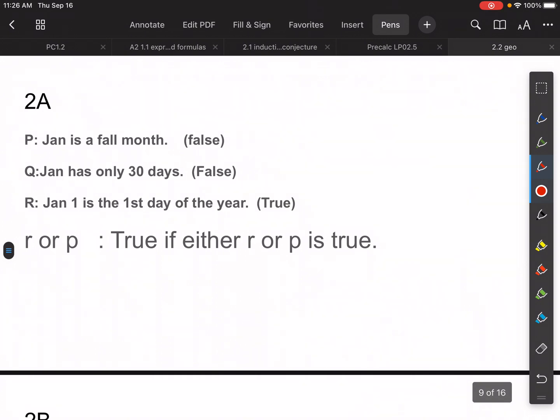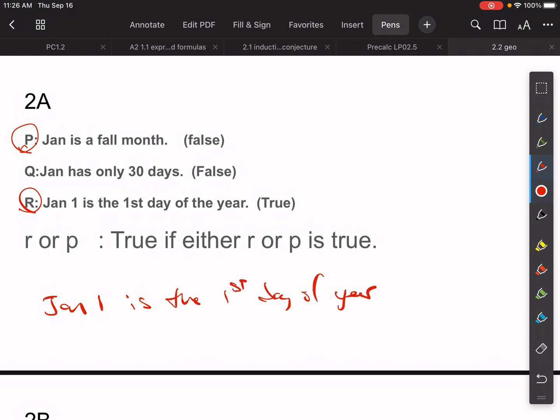Here's 2A. It says R or P. So if we wrote that out, we would say January 1 is the first day of the year, or January is a fall month. Okay, so we know that January 1 is the first day of our year, so since this is true and this is an or statement, even though January is technically in winter for us, we could say that this is true.